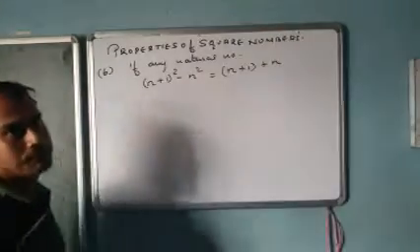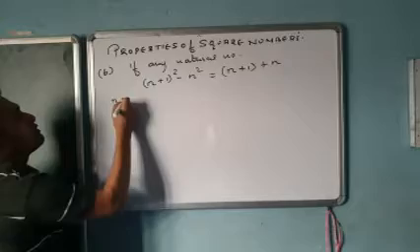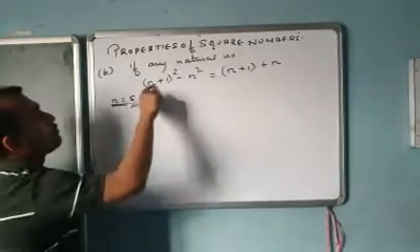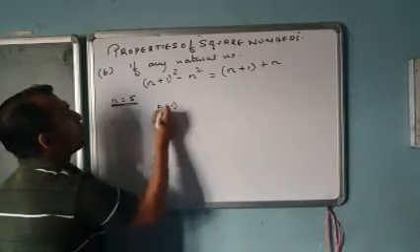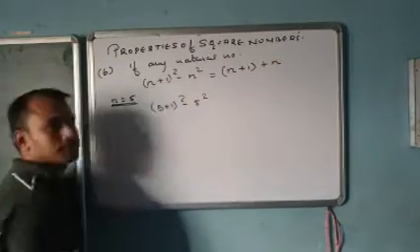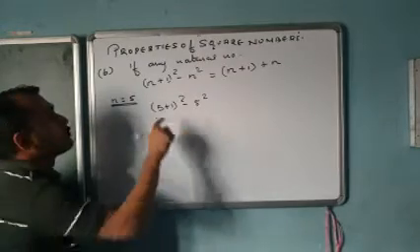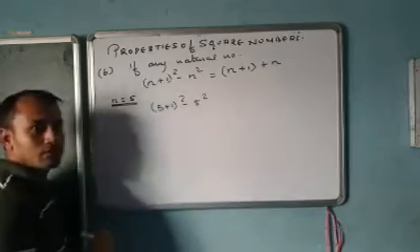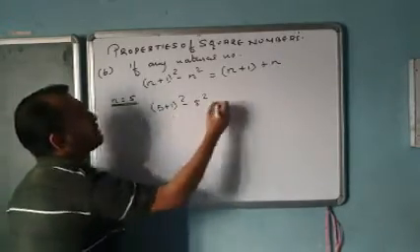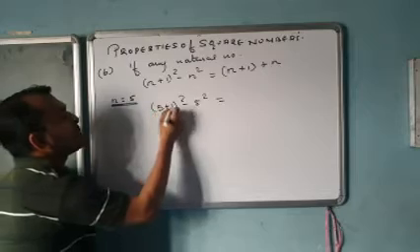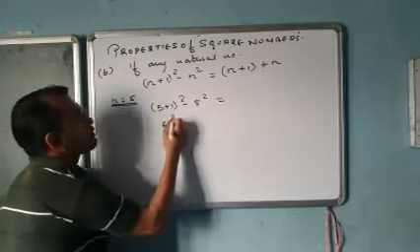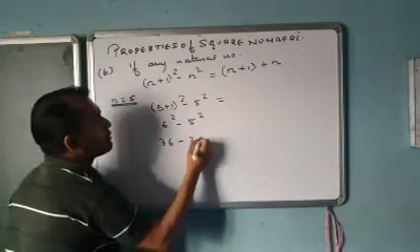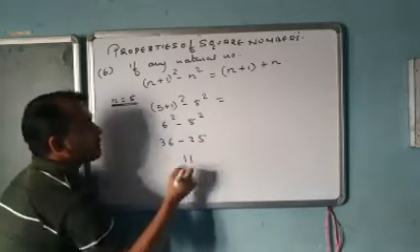So what does this mean? Let's say n is equal to 5. So 5 plus 1 whole square minus 5 square. What does it give me? See here, I'll solve from both the ends. 5 plus 1, 6 square minus 5 square. 6 square is 36 minus 25. So what do I have here? 11.